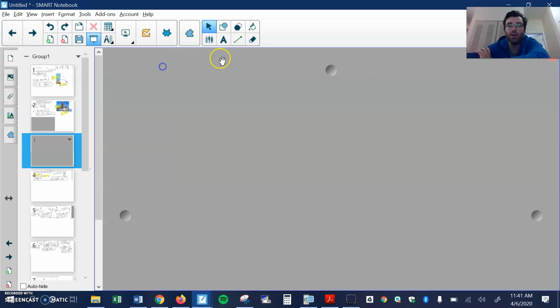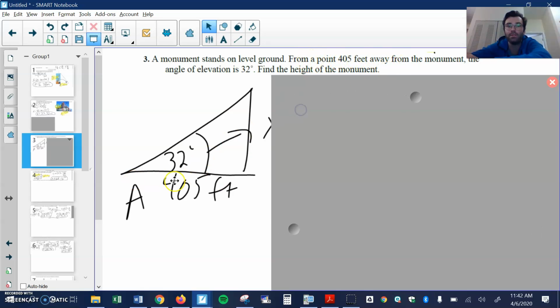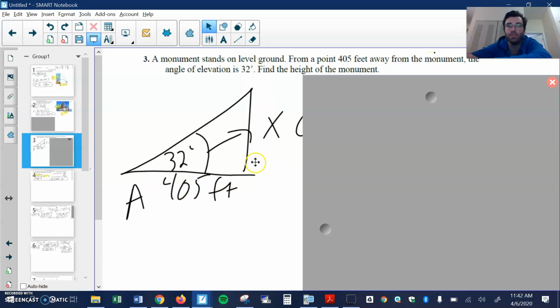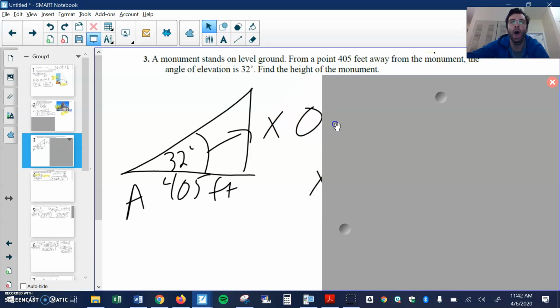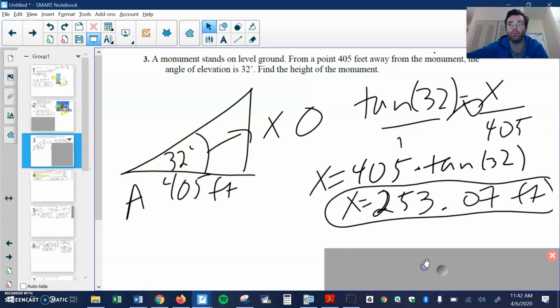Next one, you had to draw the picture all by yourself. A monument stands on level ground, from a point 405 feet away from the monument. The angle of elevation is 32 degrees. So our angle is 32. Here's that distance to the monument. Find the height, which is X. Now I know it's not this because it says from a point on the ground that is 405 feet away. Looks like it's going to be a tangent again. O and A. X over 405. All right, tangent of our reference angle, which is 32. If it's in the numerator, I multiply. Wow, it's being repetitive. Hopefully this one's a little bit different.